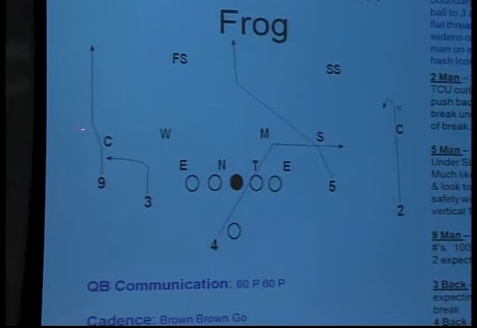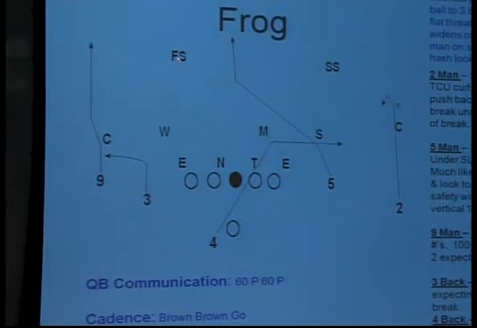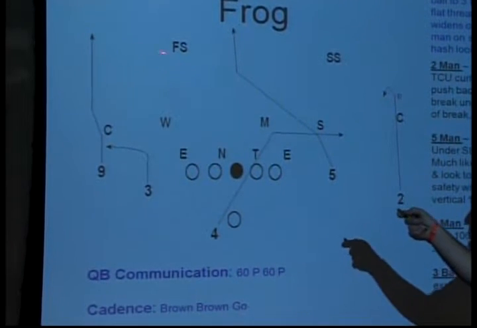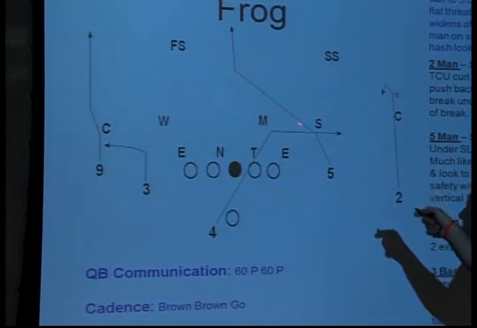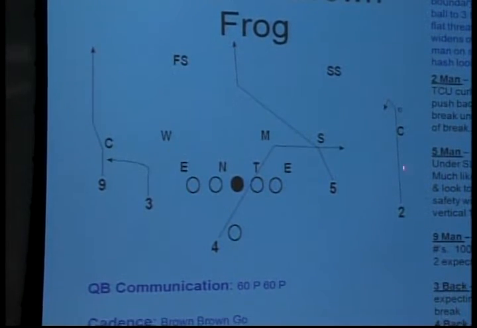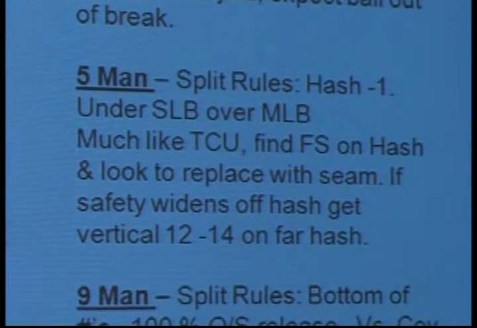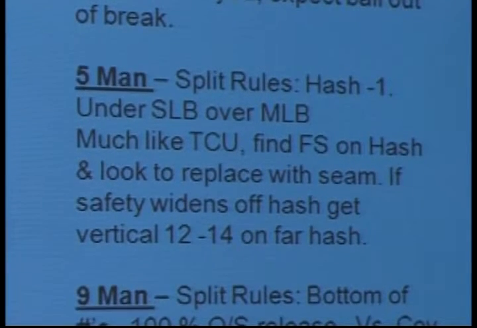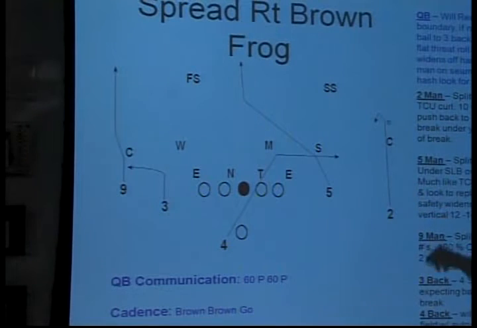If we got a cover two look and the safety is playing off the hash, he is trying to defend the hole ball shot by getting off the hash, then my eyes now are going to know that the 5-man is coming to replace him off the hash. Okay? So he's working, as you can see, your 5-man rules, he's working under the Sam, over the Mike, much like TCU, and we'll add that on day 3. He's finding the free safety on the hash.